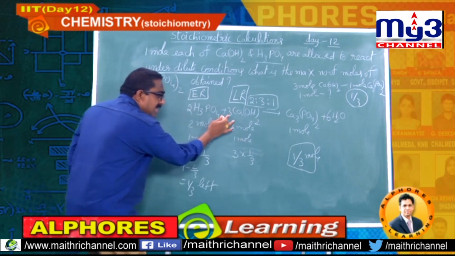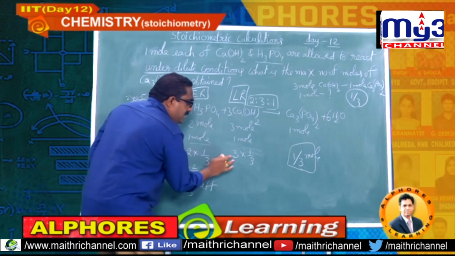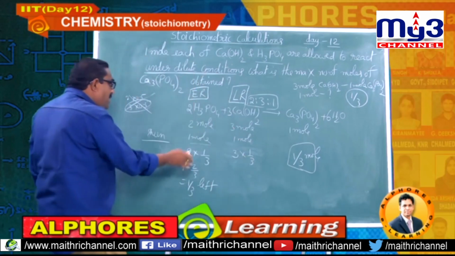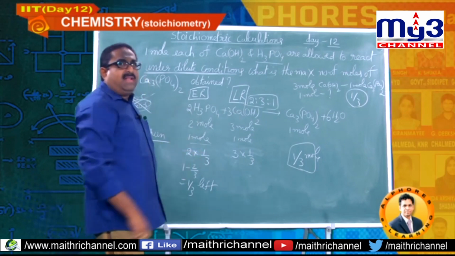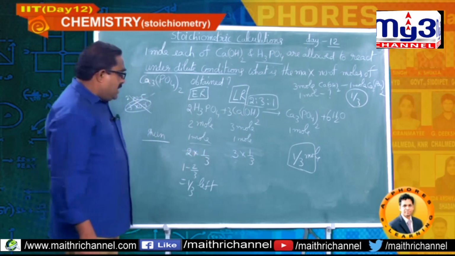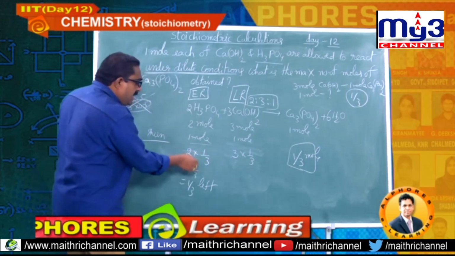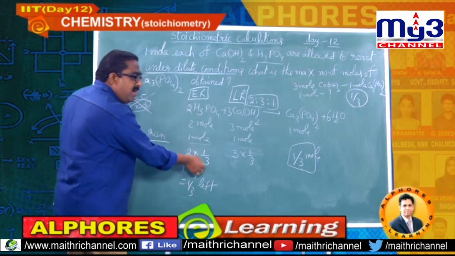3 moles are there in the reaction, so I made it as 3 parts, 3 into 1 by 3. Then the ratio is 2 is to 3. So here the requirement is 2 into 1 by 3. Is it there or not? Yes, it is 1 mole. After all, 2 by 3 is needed.